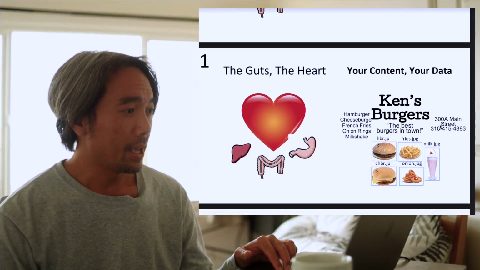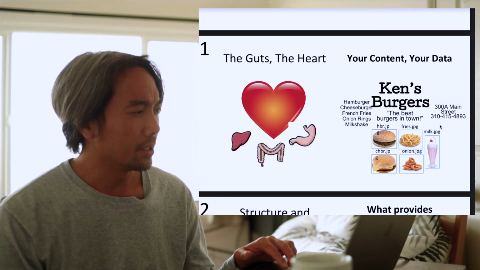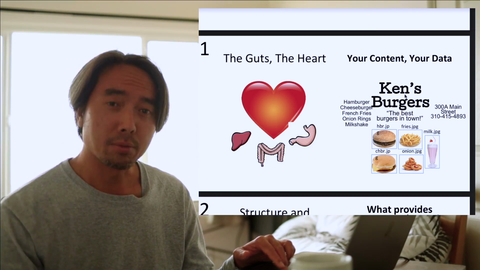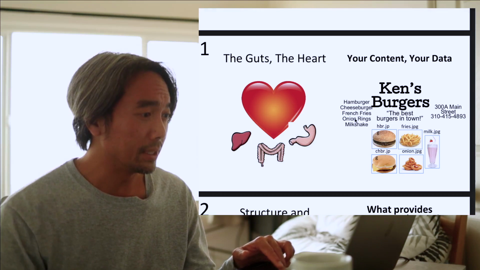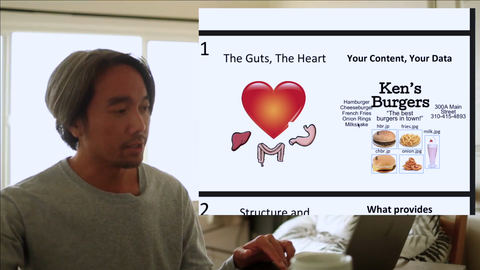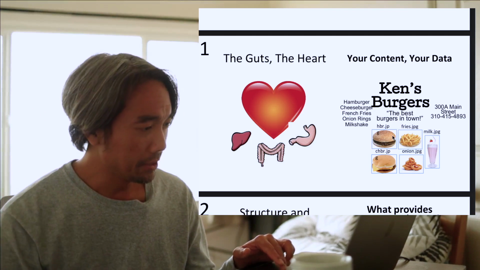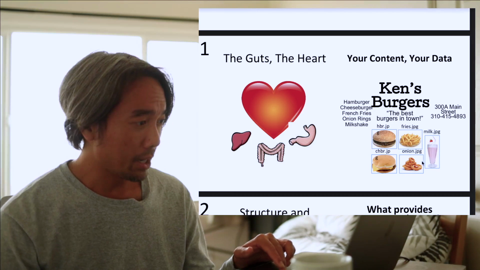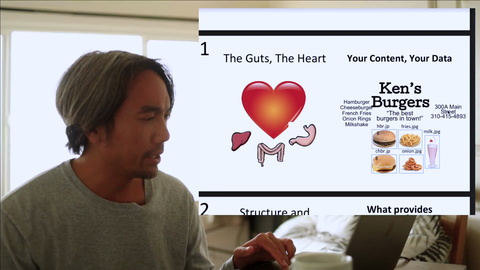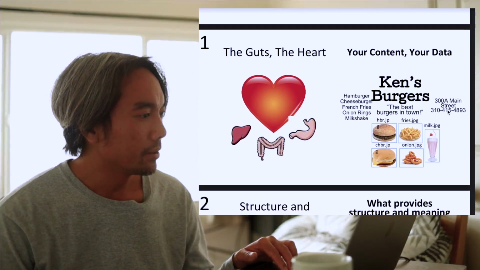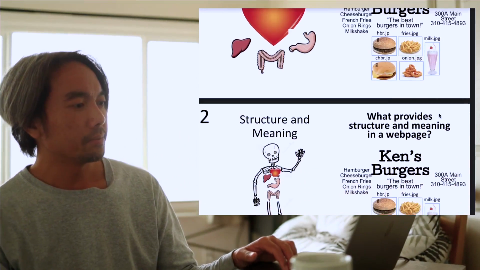Okay, and here, for example, I give a little example website for, let's say, Ken's Burgers, a restaurant developed by me. The products would be hamburger, cheeseburger, french fries, onion rings, milkshake. Slogan: the best burgers in town. Images here for my products. And finally, the address. Fictitious address, by the way. Don't try to go there or call that number. Actually, this was my old cell phone number, but it doesn't exist anymore.